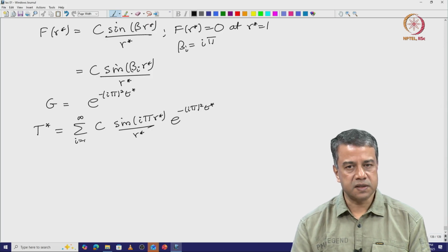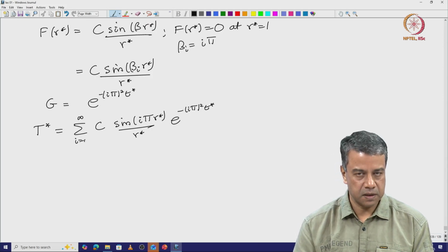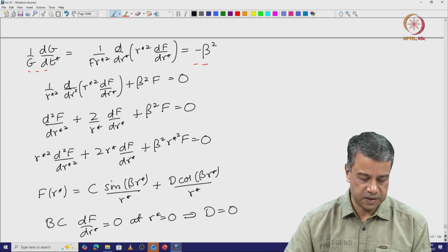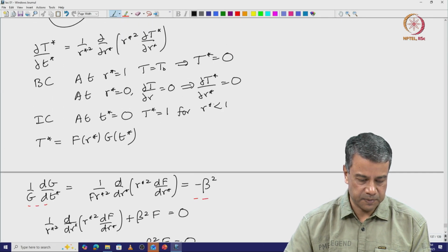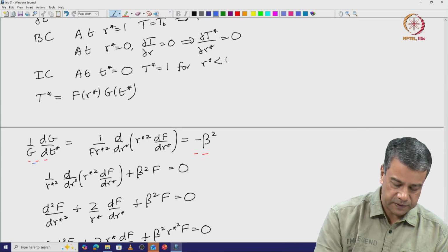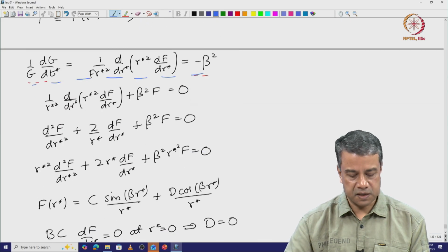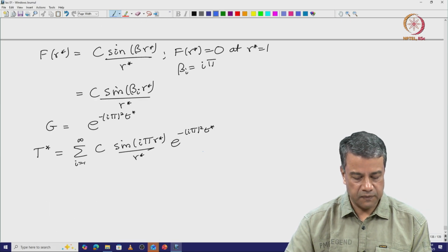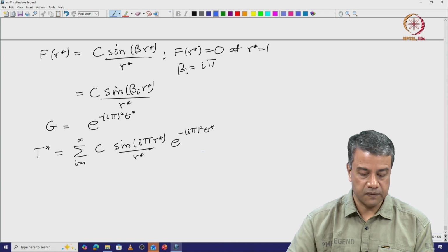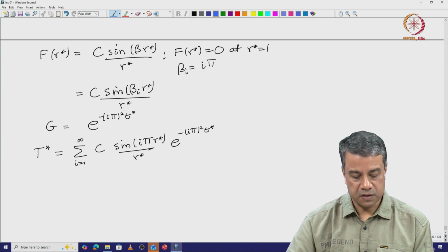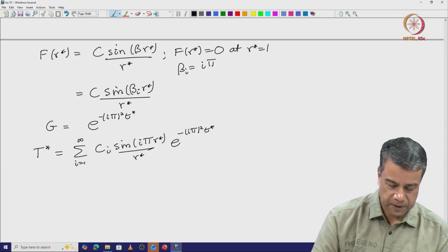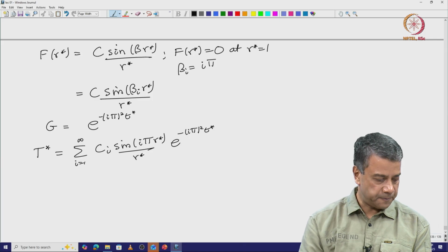Okay. This satisfies the equation because it satisfies the equation we had got from the separation of variables procedure. So, this satisfies this equation for all values of I, and it satisfies the boundary conditions for all values of I. So, the most general solution is a summation of this over all values of I, with the constant Ci.